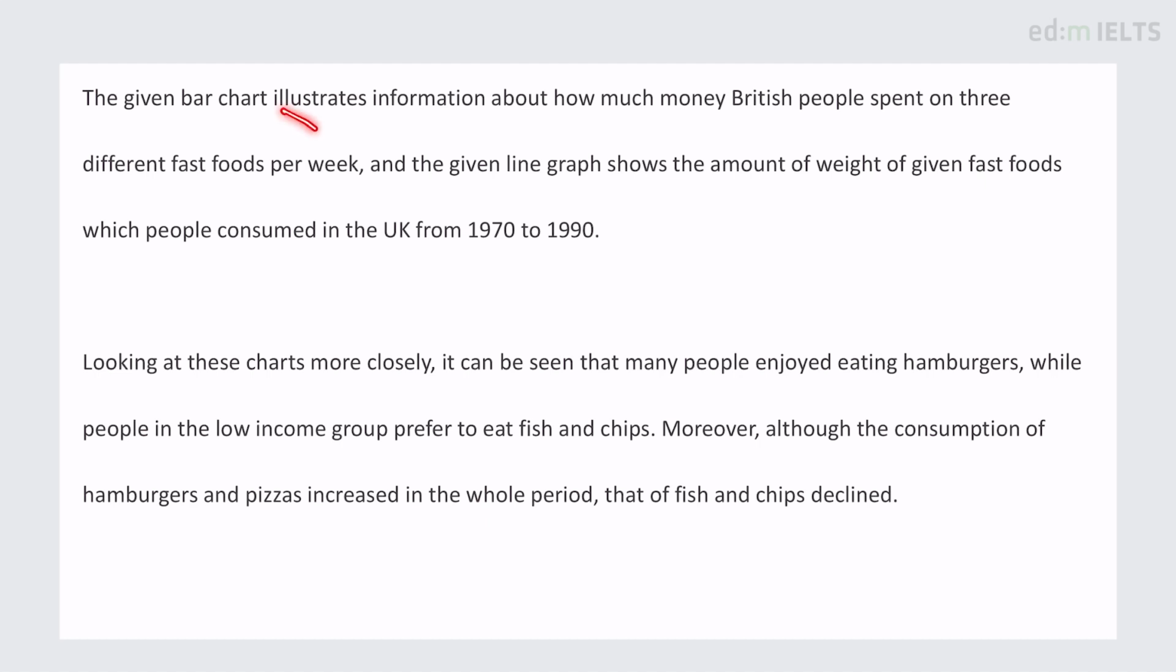So, "illustrates information about how much money." It seems a little bit long and awkward to me. The word illustrates is often for things like pictures. An illustrator is a person who draws pictures. I'm just going to simplify this.